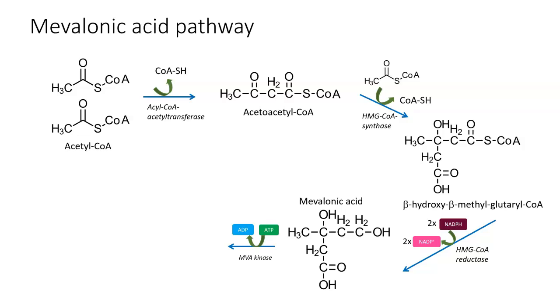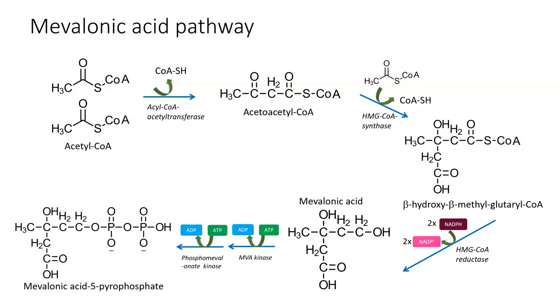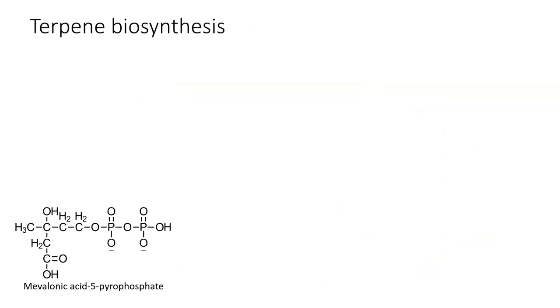The mevalonic acid is then phosphorylated using ATP with mevalonic acid kinase, followed by ATP with phosphomevalonate kinase. This yields mevalonic acid 5-pyrophosphate. The term pyrophosphate is used when two phosphoruses are adjacent. The mevalonic acid 5-pyrophosphate then becomes the building blocks for terpene synthesis.